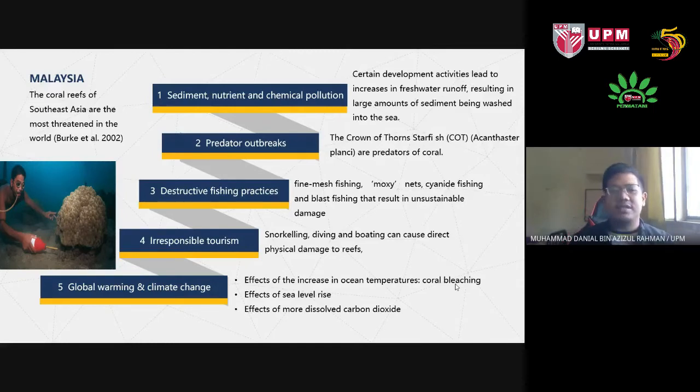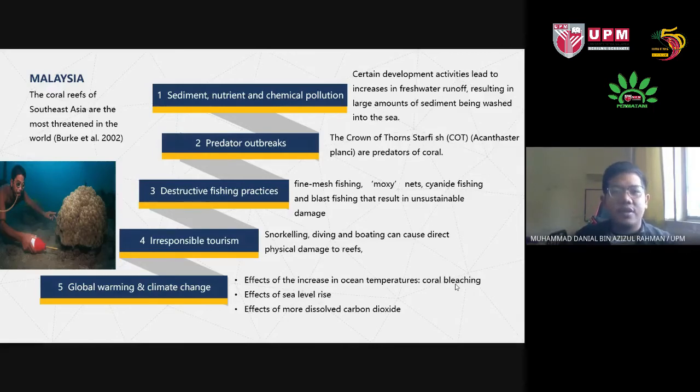So lastly, let's talk about global warming and climate change. The increase in ocean temperature leads to coral bleaching, because reef building coral species can live only within a small temperature range. So this coral can accept a tiny change in temperature, but not so much, because it can cause seriously detrimental effects.